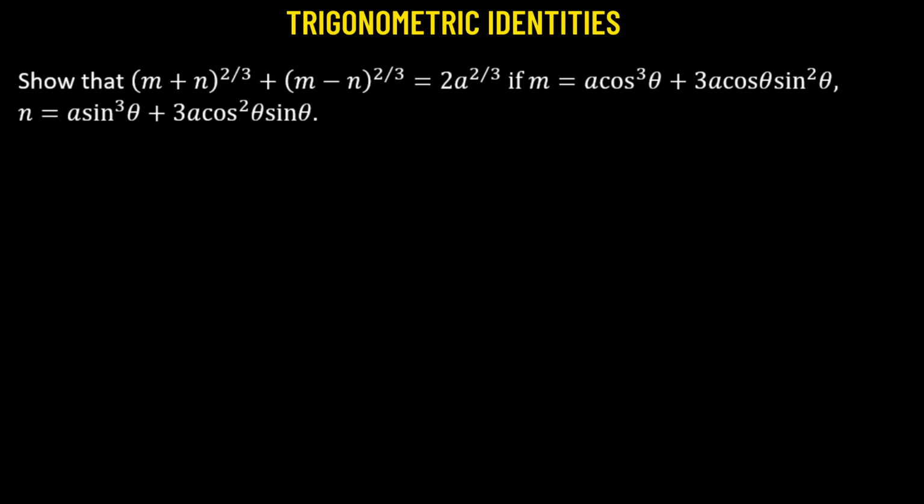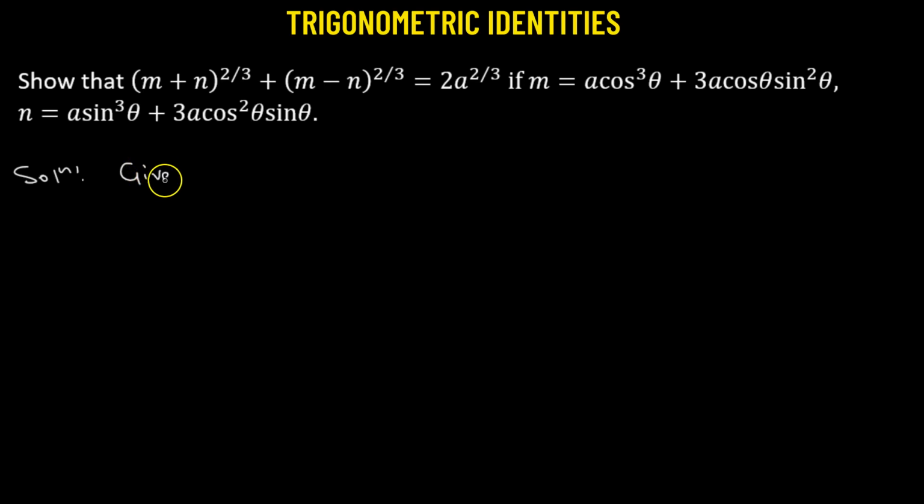We need to show that (m plus n) raised to the power of 2/3 added to (m minus n) raised to the power of 2/3 equals 2 times e raised to the power of 2/3, where m and n are given by the following expressions. So let's begin. First, we're going to note down whatever is provided to us.